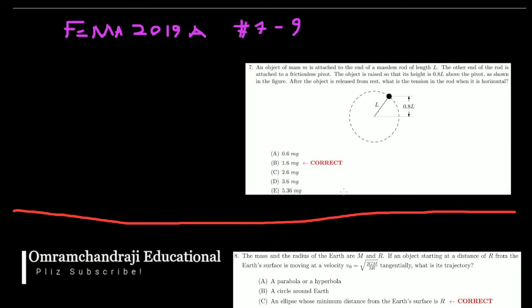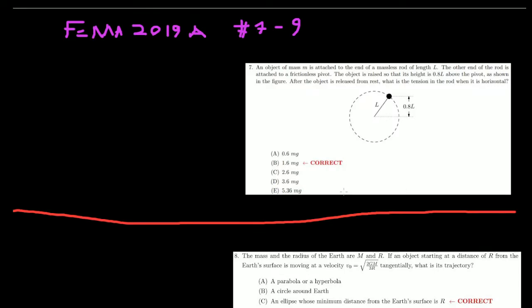Hello friends, in this video we'll be continuing our F equals MA 2019 A problem series, and we'll be covering the problems numbers 7 to 9. Let us start with number 7.